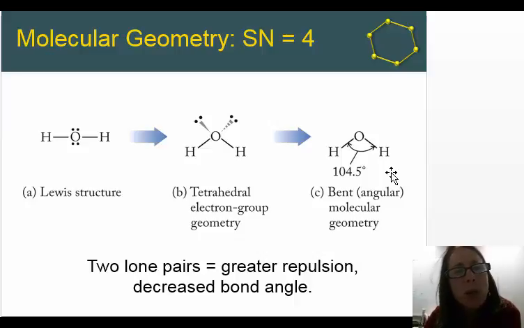Now, I don't expect you to memorize the bond angles for water or for ammonia, but I do expect you to know the bond angles for tetrahedrally arranged electron pairs, which is 109.5. And you should know that if there are 2 lone pairs on the central atom, the bond angles are going to be smaller than if there's only 1 lone pair on the central atom.